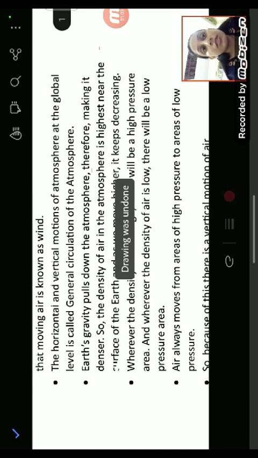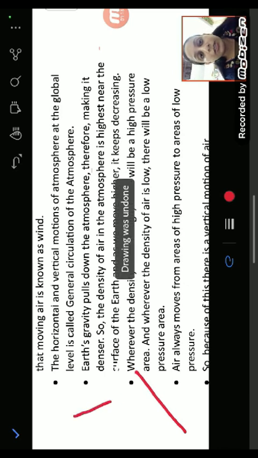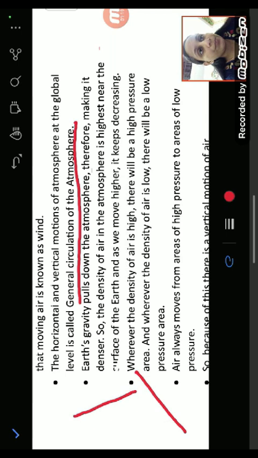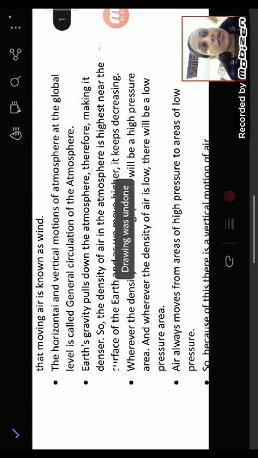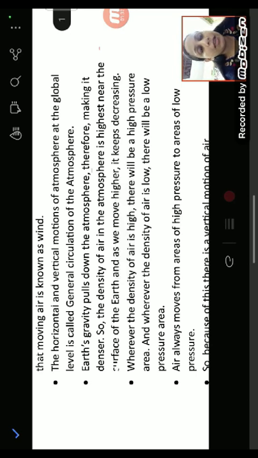Now, what is general circulation of the atmosphere? So when air moves around the earth horizontally or vertically, it is known as general circulation of the atmosphere. So general circulation of the atmosphere is the horizontal and vertical motion of atmosphere or air at the global level, means around the earth.